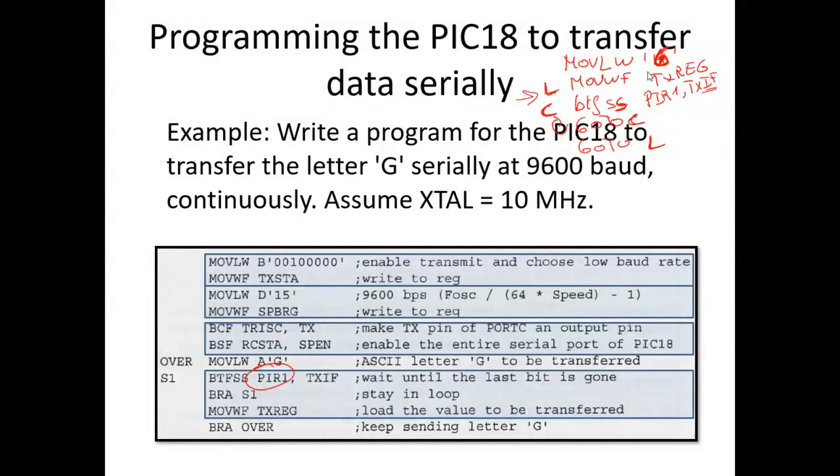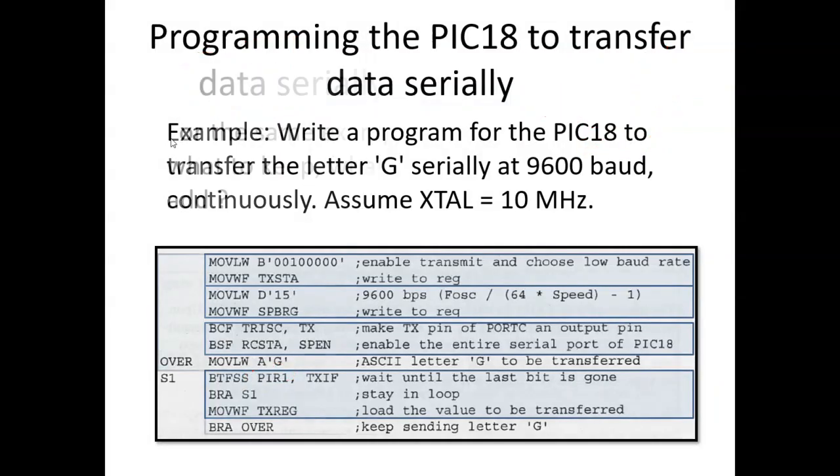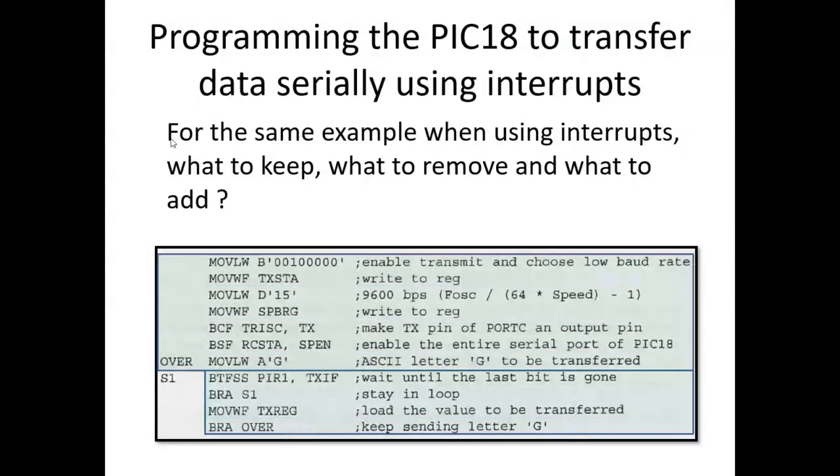So this is an example of a program, and here we have a microcontroller, and the microcontroller is sending the letter G via the TX pin. But here we don't have any information about the receiver. The receiver can be any device, it can be another microcontroller, it can be a sensor, it can be a computer, it can be any device. Now, if you want to do the same thing by using interrupt, what do you have to change?